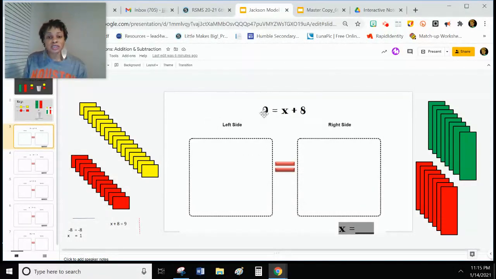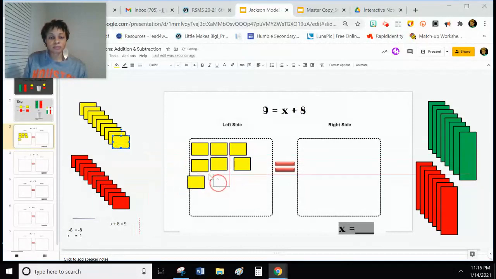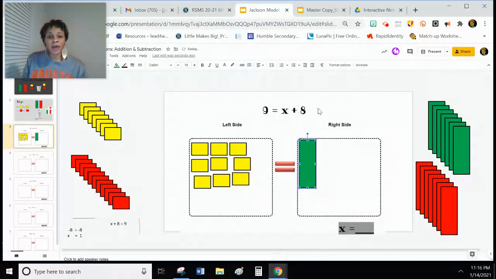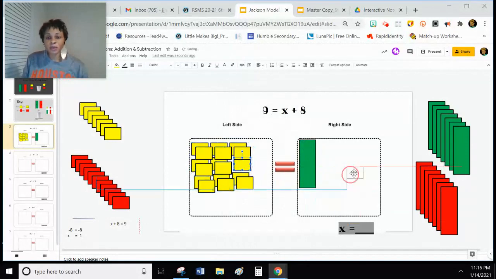So just like with integers, this is a +9, so we're going to start by modeling 9 counters or algebra tiles. And on my other side, I have an x plus 8. So I'm going to grab a green x, that's my positive, and I need a +8. To make this a little bit quicker, I'm just going to copy my 9 from this side. Hopefully they copy. And drag them over here.